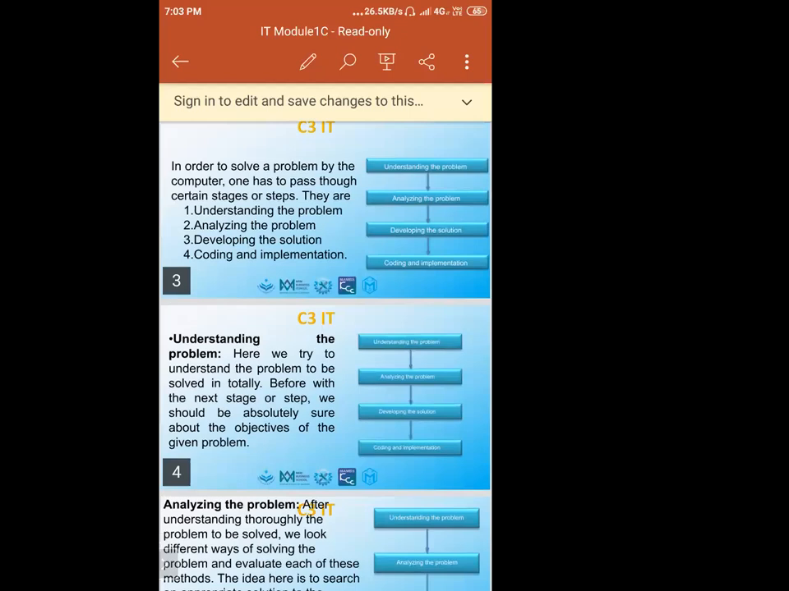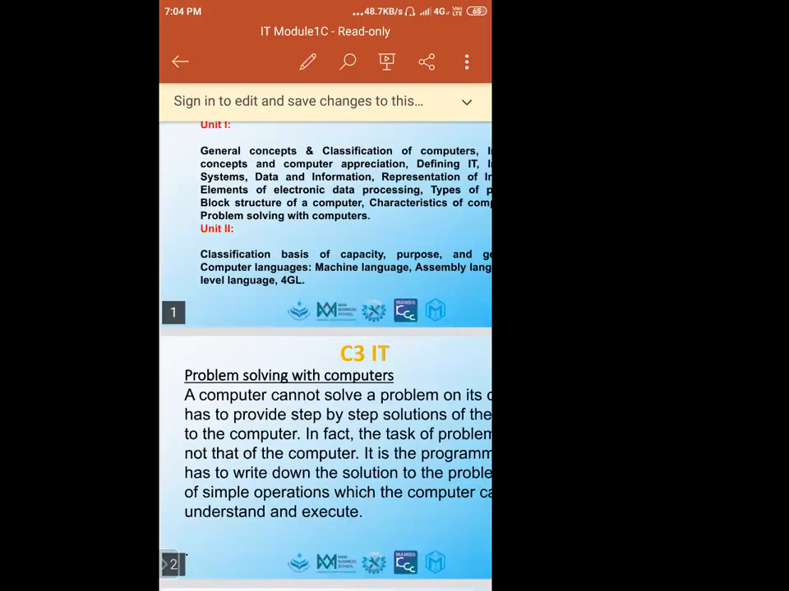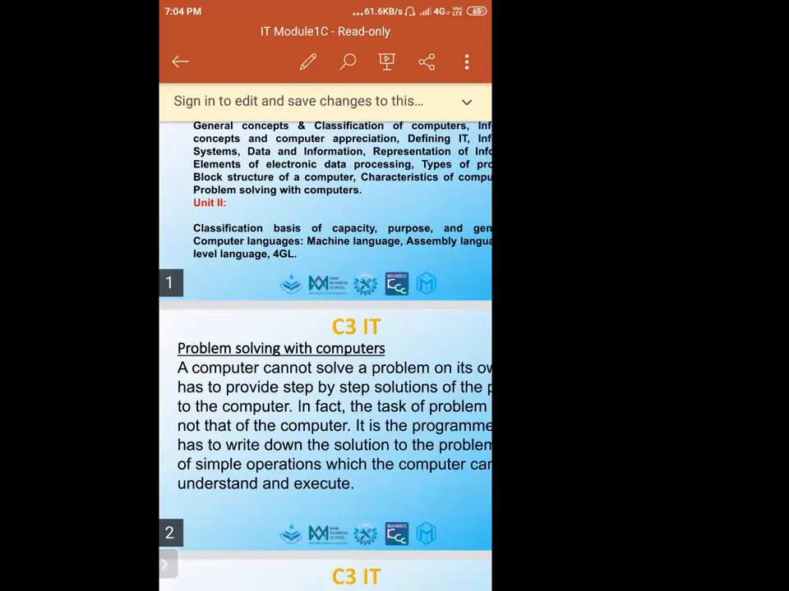That's it for today. From the next class we are going to start with the classification of computers: classification based on purpose, generation, and computer languages. You asked about those languages: machine language, assembly language, high level language, 4GL, like this. We are going to start from the next class. So the first unit is now completed. One unit completed, and we have unit 2, unit 3, and unit 4. Before several days we will complete.